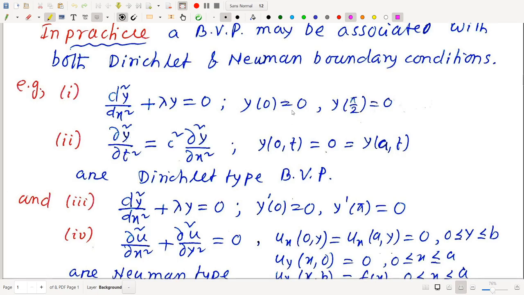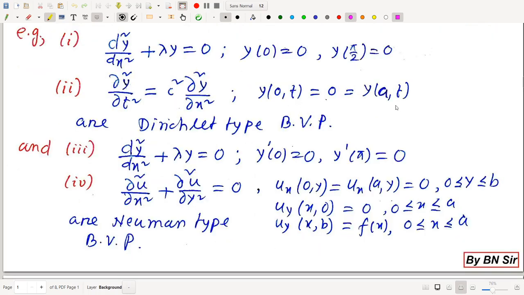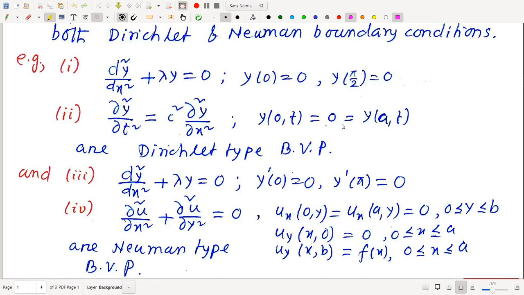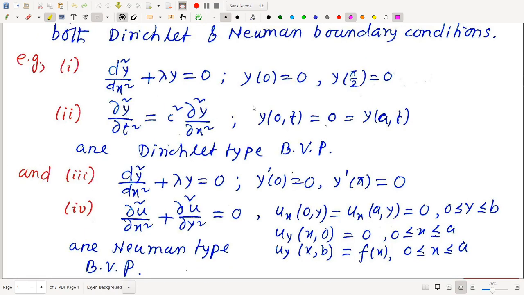Conditions are given at 2 points. ∂²y/∂t² = c² ∂²y/∂x². Here y is the dependent variable, x and t are independent variables. The value of y at the point (0, t) and at the point (a, t) are both 0. This is a Dirichlet type boundary value problem, because the conditions are only imposed on the solution of the differential equation.